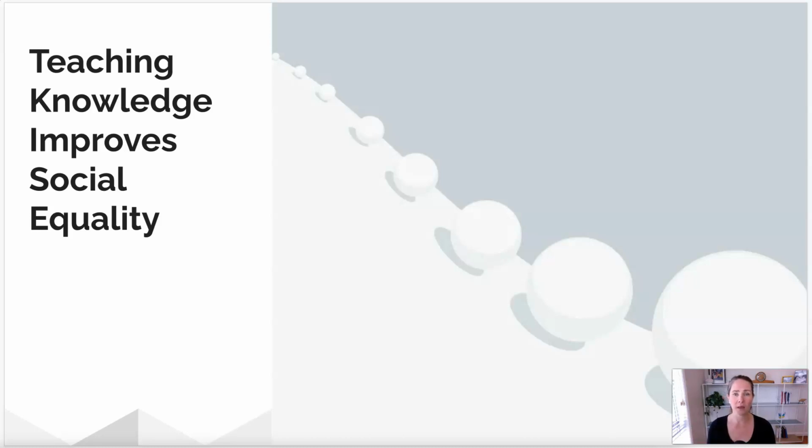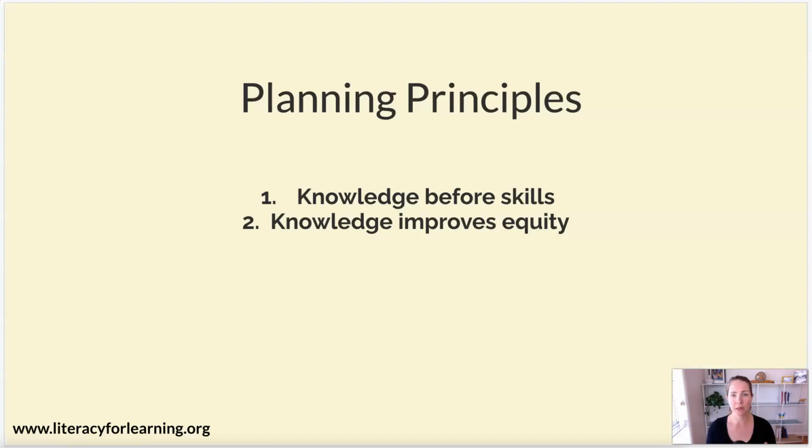And so in that way, by teaching knowledge and ensuring students have time to consolidate it, we're supporting making the gap between our high achieving students and low achieving students, we're closing that gap. Okay, so those are our 2 planning principles: knowledge before skills, knowledge improves equity. And these relate to Scarborough's reading rope.